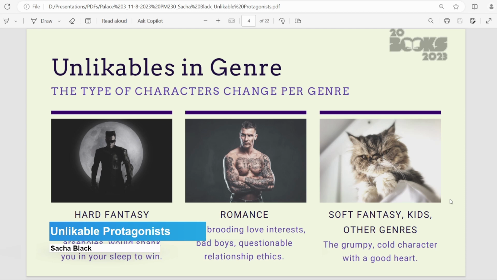Then we've got somewhere in the middle, like your romance, brooding, super hot people with muscles and tats and motorbikes. Your love interests, your bad boys, the ones who are questionable in relationships. We've got a huge lot of dark romance trends at the moment, so we're thinking about those kinds of protagonists. And then you've got your softer fantasy, your kids' books, middle grade, where it's more of a grumpy bum than somebody who's going to stab you. These characters on that far end actually have a good heart, but they're masquerading as a bad boy.